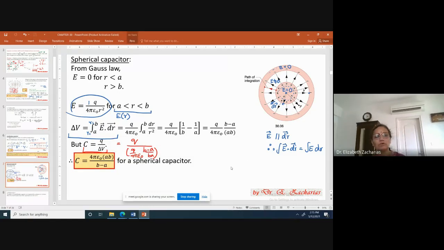Once more, what is it you're finding? The capacitance value of the spherical capacitor depends on the geometry. What are the geometric parameters here? A and B. Of course, it depends on epsilon naught, which is the medium. Next thing is it depends on the geometric factors A and B.